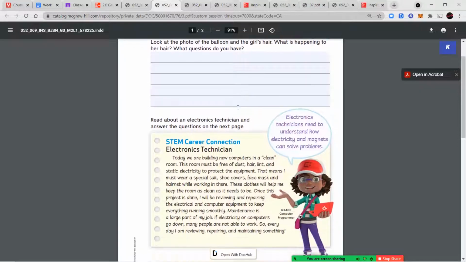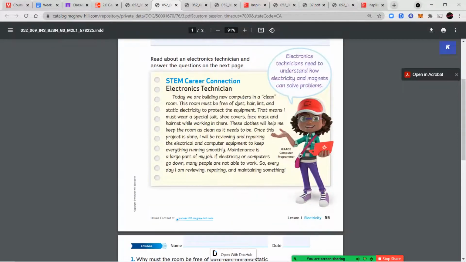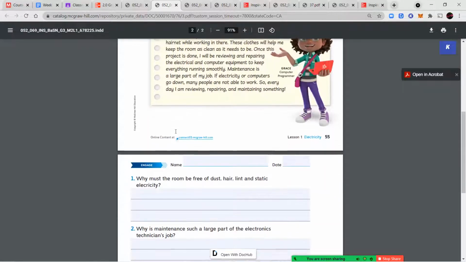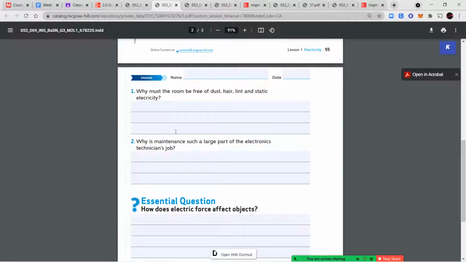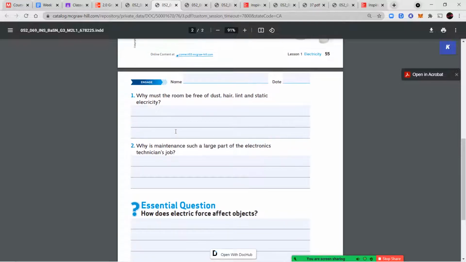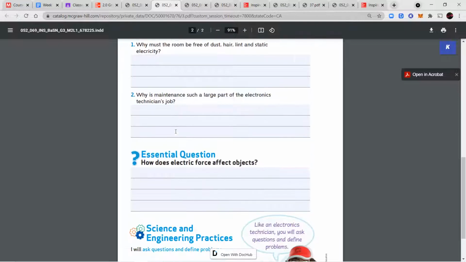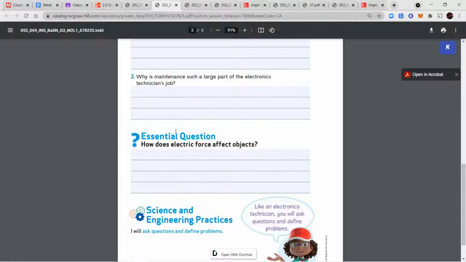Once you've completed that, we're going to read about the electronics technician. You're going to read this passage about this particular career and then answer the two questions on the following page. Why must the room be free of dust, hair, lint, and static electricity? Why is maintenance such a large part of an electronics technician's job? And then you're going to answer the question, how does electric force affect objects? So think about that from what you've seen so far and answer it as best as you can.